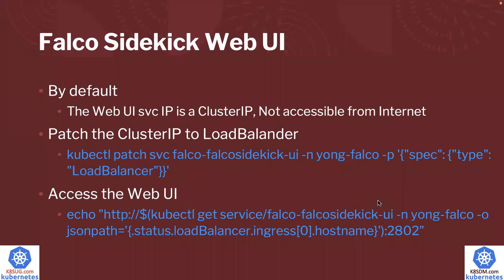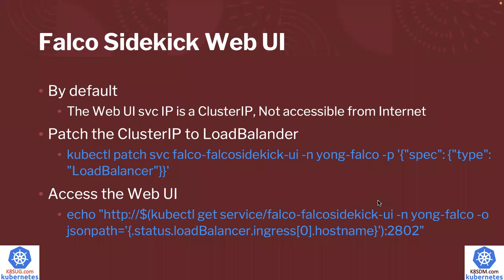So behind the scenes, we're going to create the Amazon Elastic LoadBalancer. And then we will have the service IP. I can access it from the internet. But you can further restrict the access to only your laptop, like with the security groups settings, etc. And then with the next command, we're going to just print the URL to access the Sidekick web UI.